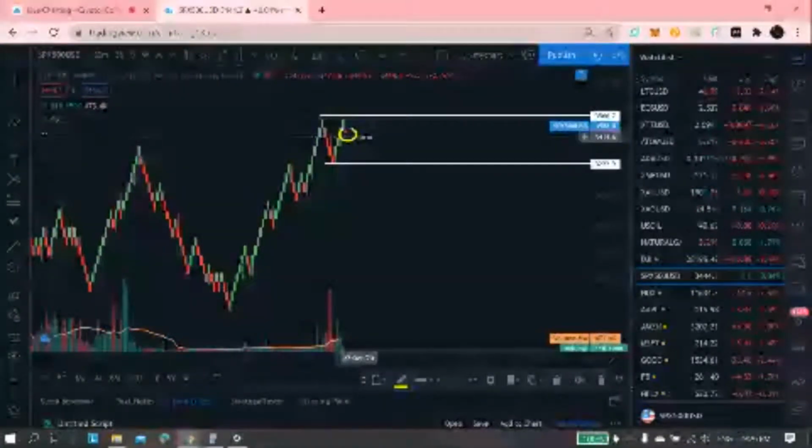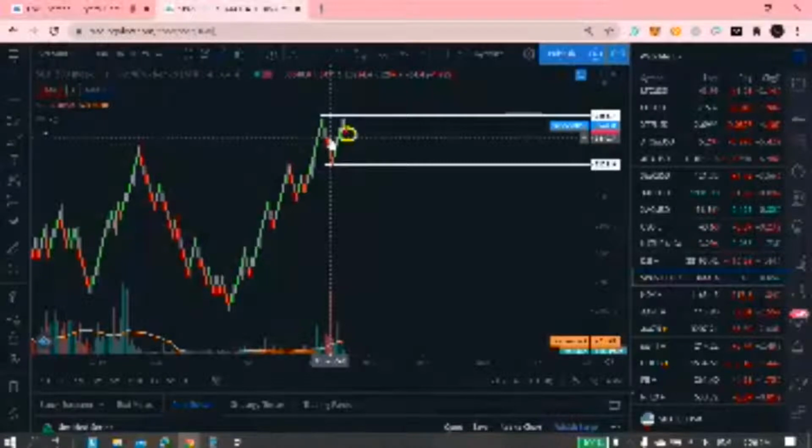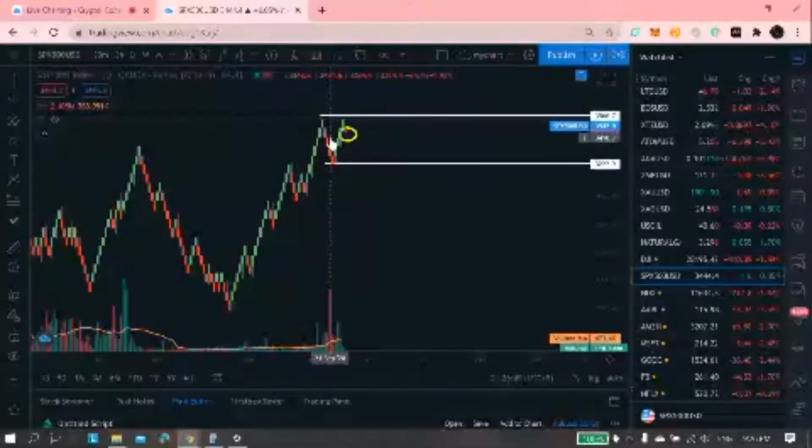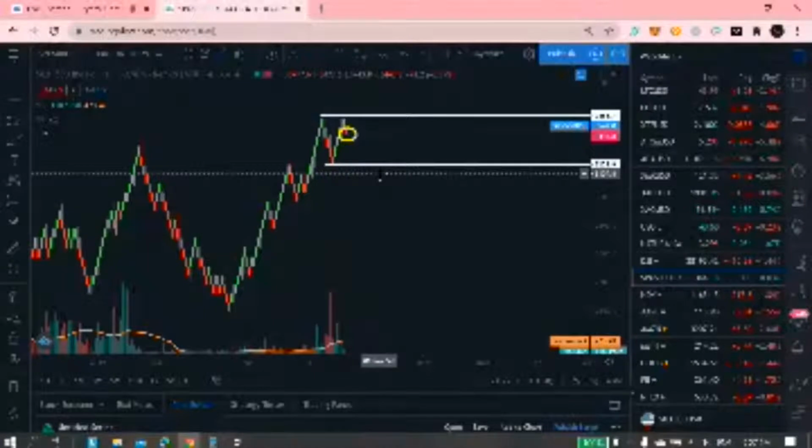But if this is a confirmed bearish Renko, of course, the next support I'm looking at is this area around 3,400. And then, of course, the next is 3,300 and then 3,200, which is a strong support area.